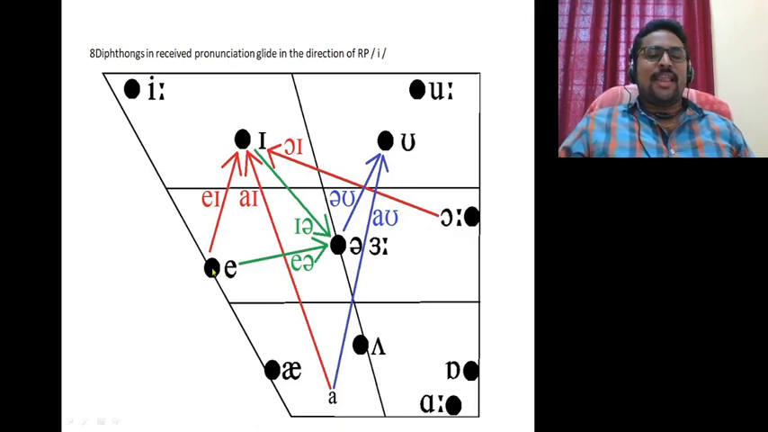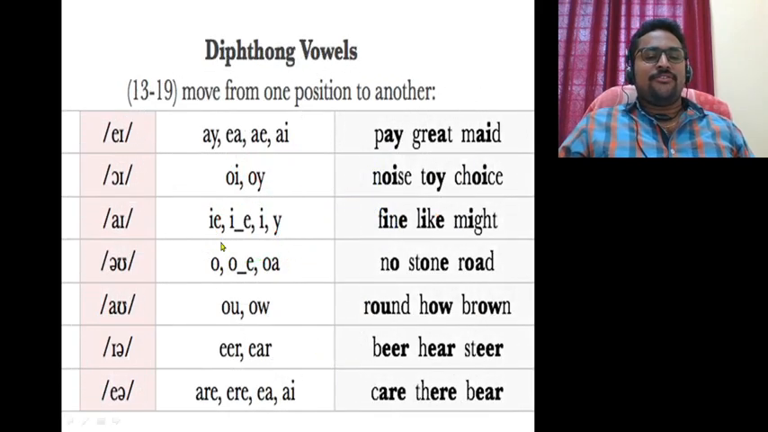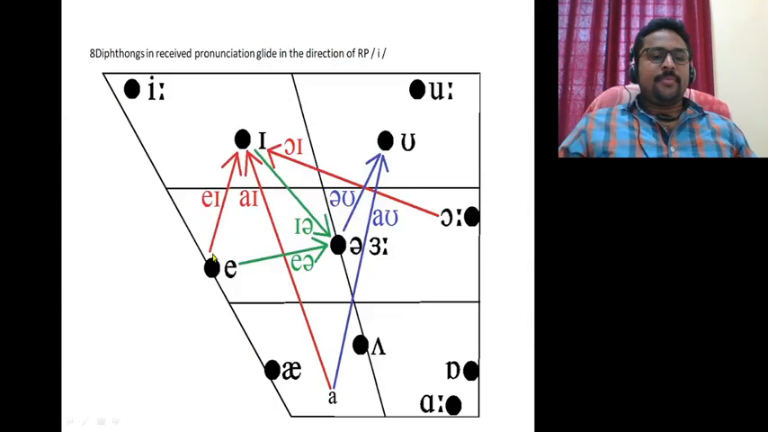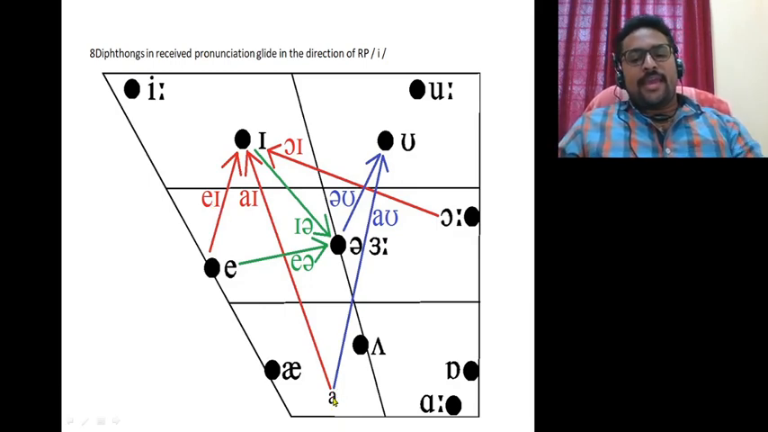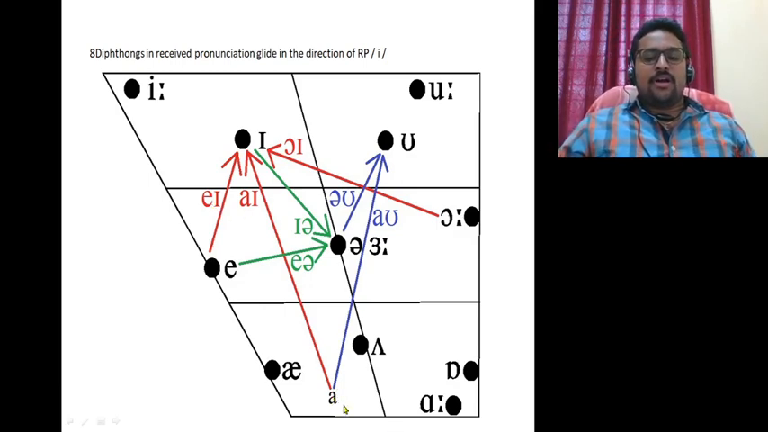Where it is gliding in the direction of E, its starting position is here and it is ending at the place of E. With the combination of two vowels, we are getting a diphthong. A and E is becoming A, as in day. A long A, and it is ending at the place of E.